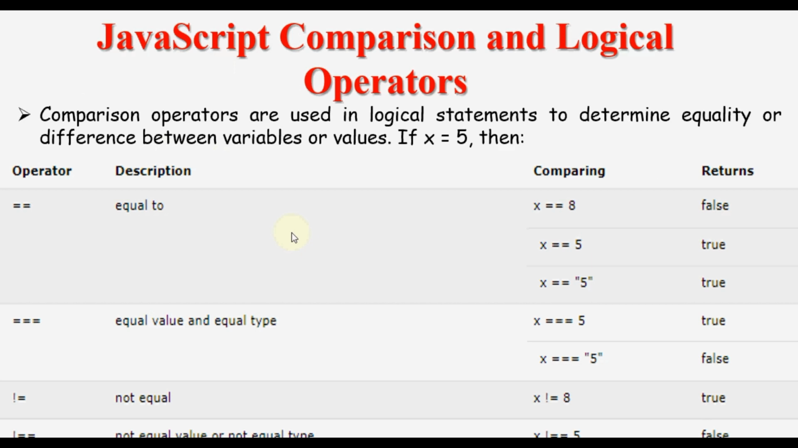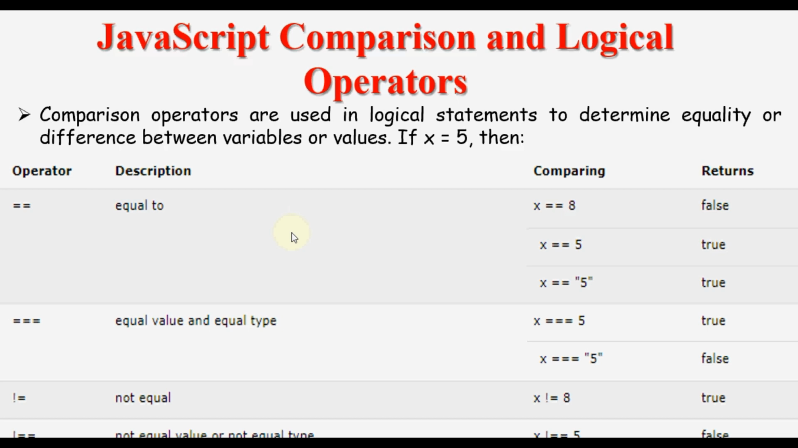In today's lesson, we're going to look at comparison and logical operators. Comparison operators are used in logical statements to determine equality or differences between variables or values. When you want to determine the equality between two values or two variables, you use comparison operators. So if x is equal to 5, let's look at this. We have different types of comparison operators.